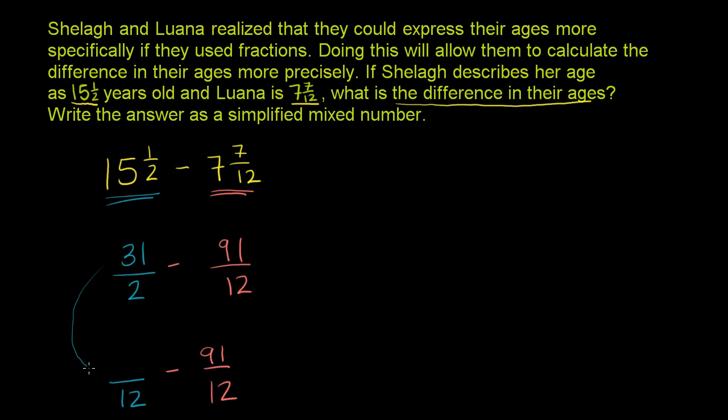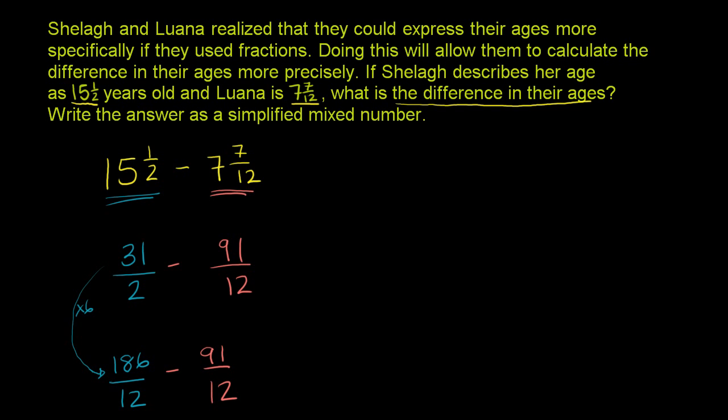So if we multiply 31 by 6, what do we get? And you can even do this in your head. 6 times 30 is 180. 6 times 1 is 6. So it's going to be 186. And now we subtract.